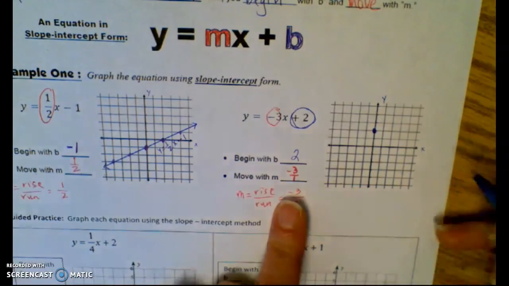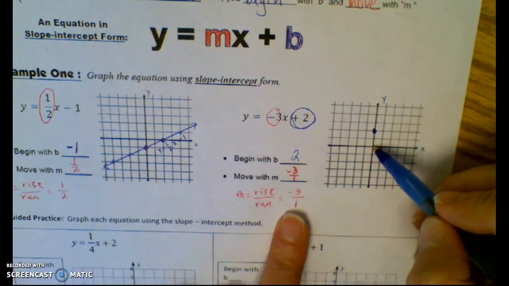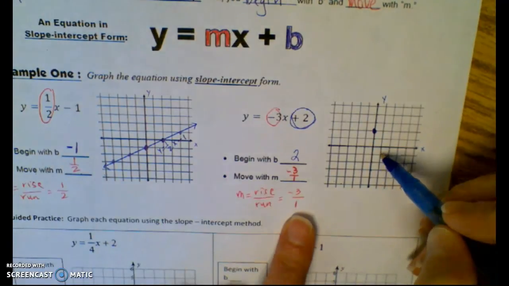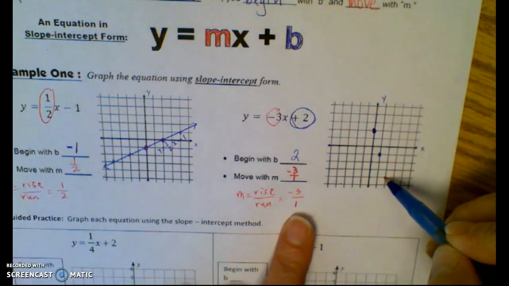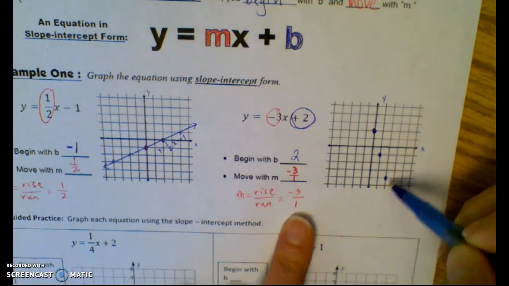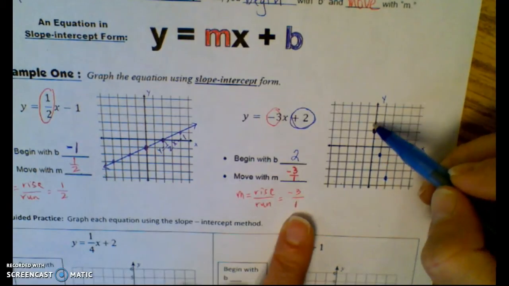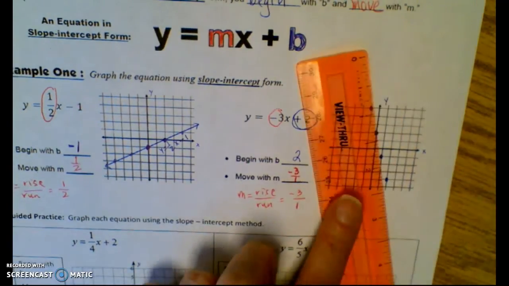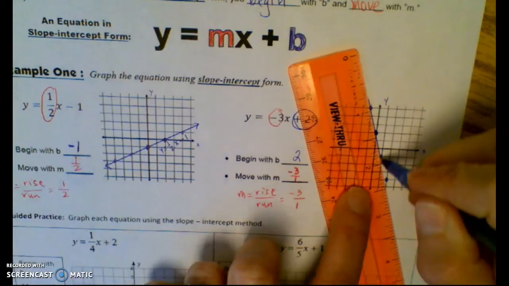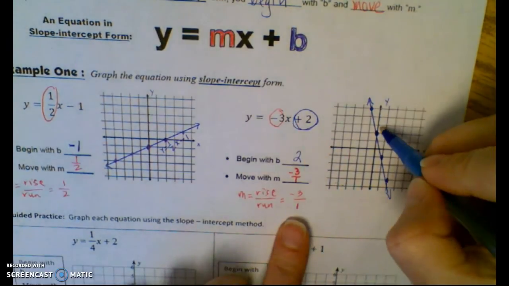And from that beginning point, we're going to show how our rise this time is negative 3. So we have to go down 3. And our run is positive 1. Rise, negative 3. Run of positive 1. Again, you run out of room, so you can repeat the pattern, but in the opposite direction. So up 3 over 1, up 3 over 1, up 3 over 1 gives us another point. Connect it, arrows at both ends, and label.